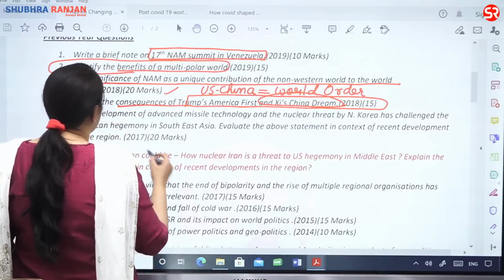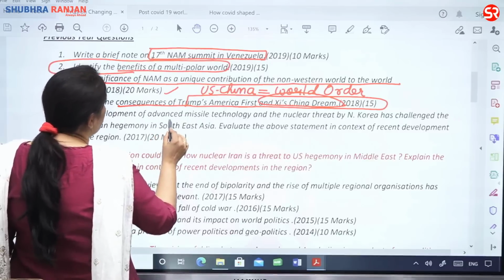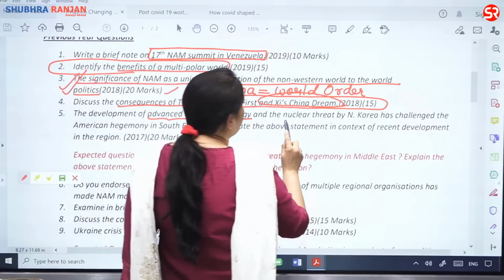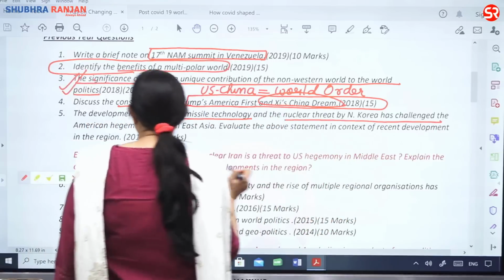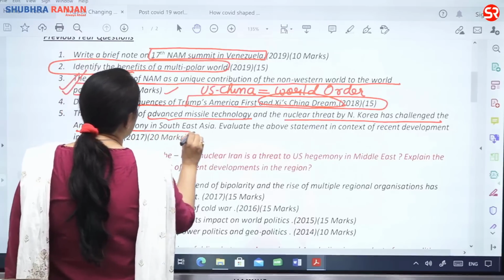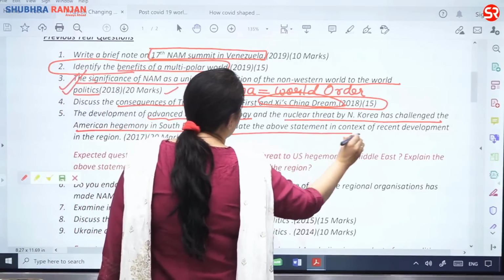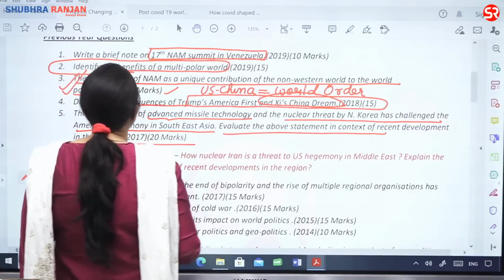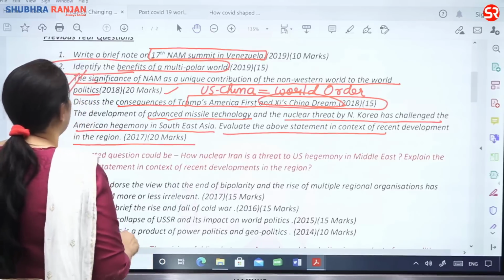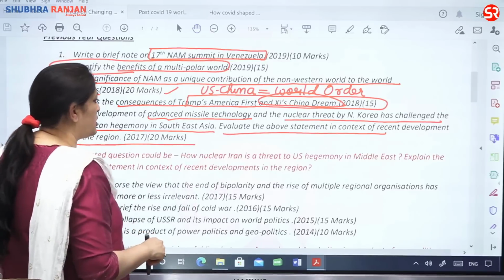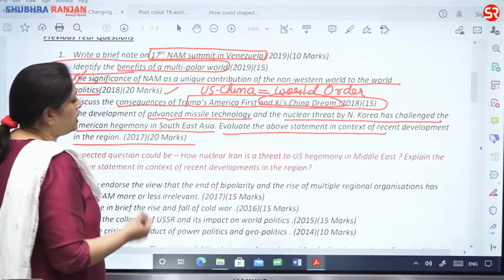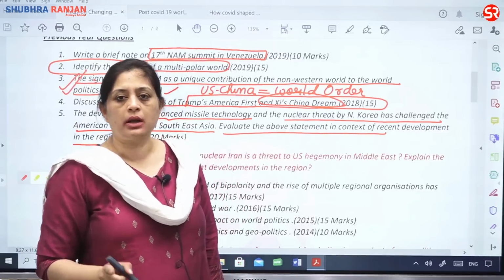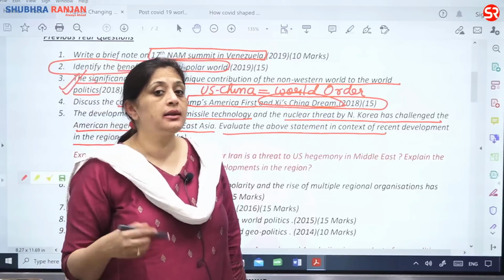They can also ask a question on China's foreign policy under Xi Jinping or Xi Jinping's foreign policy concepts. Again, there was a question: the development of advanced missile technology and nuclear threat by North Korea has challenged American hegemony in Southeast Asia. Evaluate in the context of recent developments in the region. This question is from challenges to US hegemony. North Korea was in the news in 2017, but right now Iran is in the news.